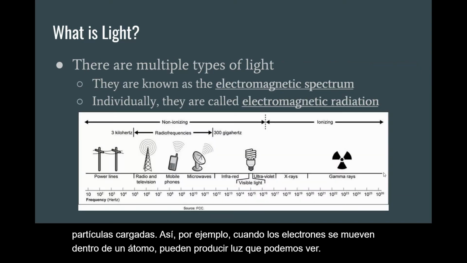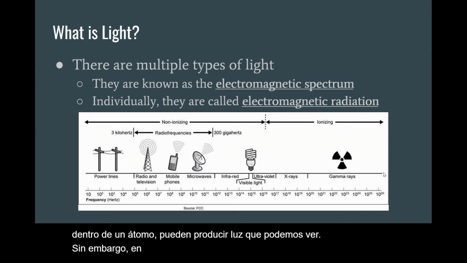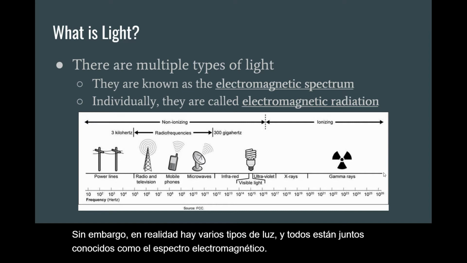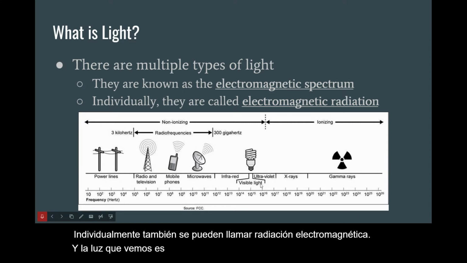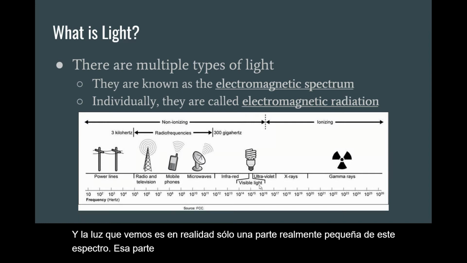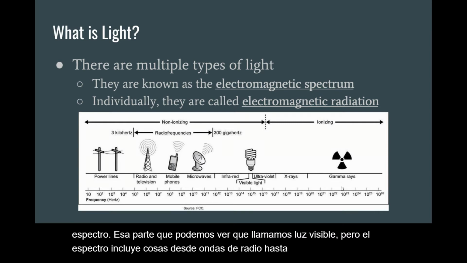However, there are actually multiple types of light, and they are all together known as the electromagnetic spectrum. Individually, they can also be called electromagnetic radiation. And the light that we see is actually only a really small part of this spectrum. The part that we can see we call visible light. But the spectrum includes things from radio waves to X-rays to even gamma rays.